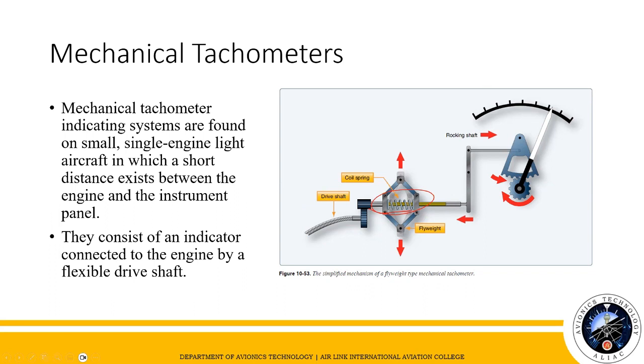So, itong drive shaft na to is geared into the engine. Pag yung engine turns, pati yung shaft. So, the indicator contains a flyweight assembly. Kung nakikita nyo dyan, yung flyweight assembly coupled to a gear mechanism that drives a pointer. As the drive shaft rotates, centrifugal force acts on the flyweights and moves them to an angular position. So itong angular position varies with the RPM of the engine. The amount of movement of the flyweight is transmitted through the gear mechanism to the pointer.